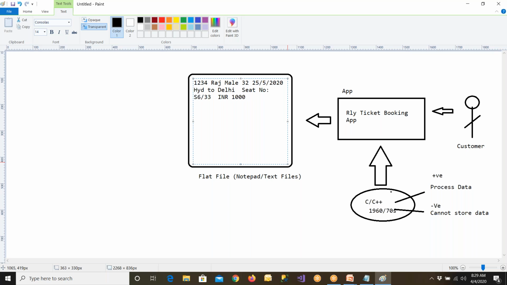This is how the data is stored, and the same thing is printed onto the paper, and the same will be given to the customer as well. Like that, one more customer can also book tickets. The next ticket number is this, and John is the person, male, 45 years.